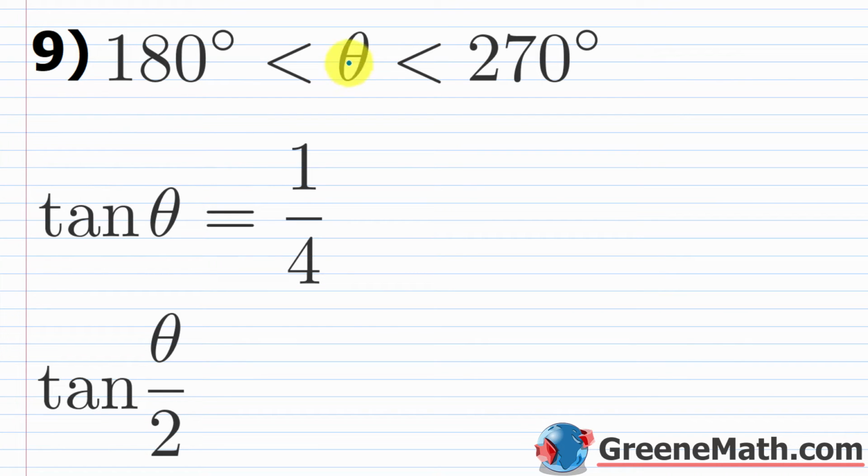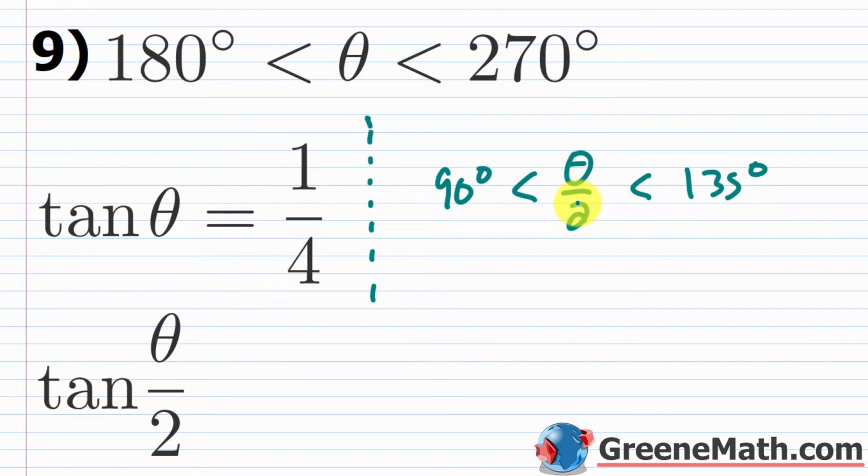All right, let's take a look at problem number 9. So here we're given that theta is greater than 180 degrees and less than 270 degrees. So again, that's telling me that theta, not theta over 2, but theta is in quadrant 3. So let me put this over here. That theta divided by 2 is greater than 180 degrees divided by 2, which would be 90 degrees. And then we'll say it's less than 270 degrees divided by 2, which would be 135 degrees. So theta over 2 is in quadrant 2, whereas theta is in quadrant 3.